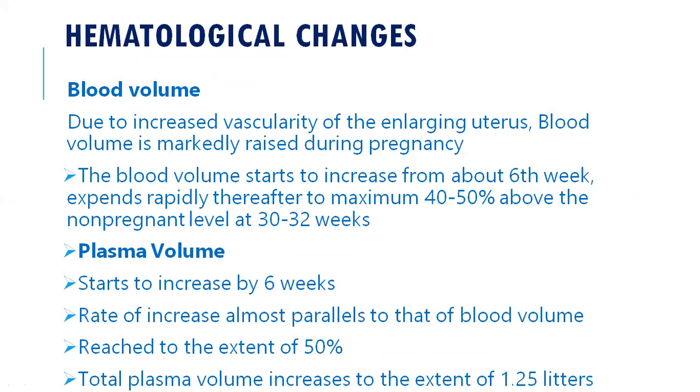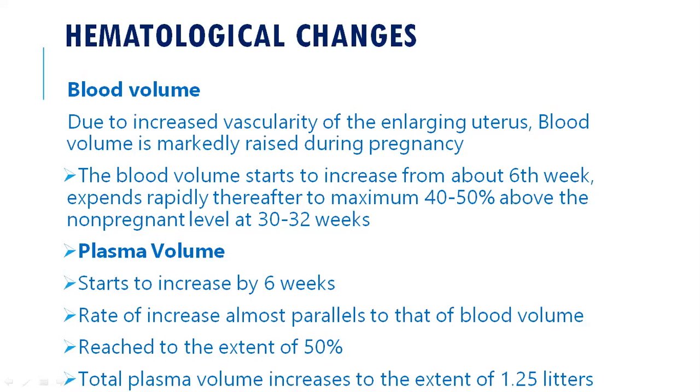Changes occurring in the hematological system. Blood volume: due to increased vascularity of the enlarging uterus, blood volume is markedly raised during pregnancy. The blood volume starts to increase from about the 6th week and expands rapidly thereafter to a maximum of 40 to 50% above the non-pregnant level at 30 to 32 weeks.